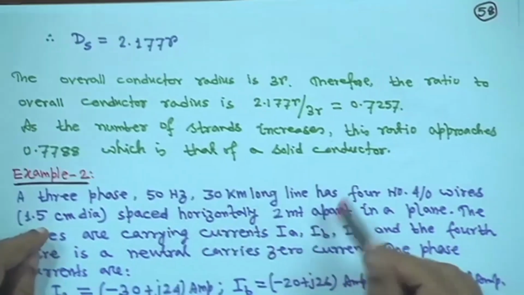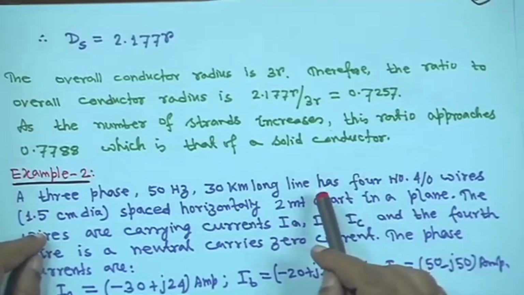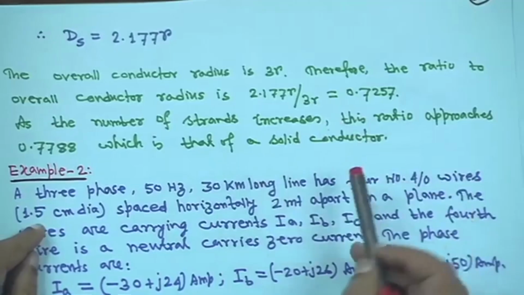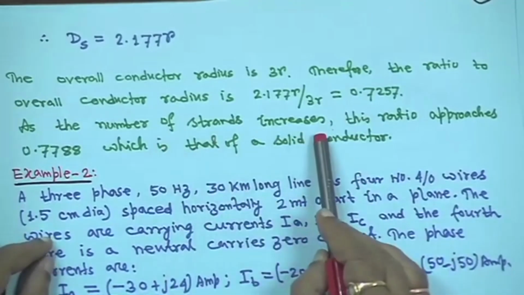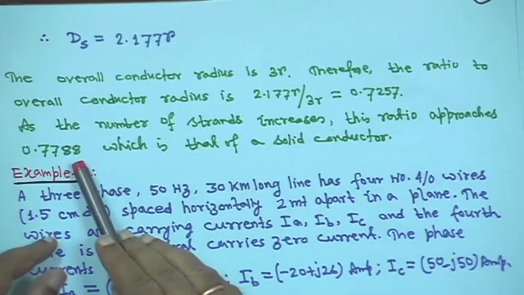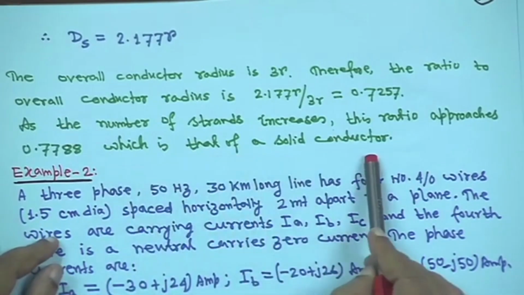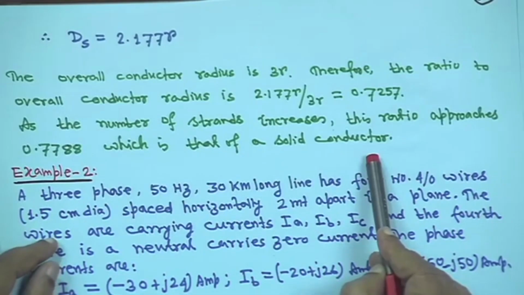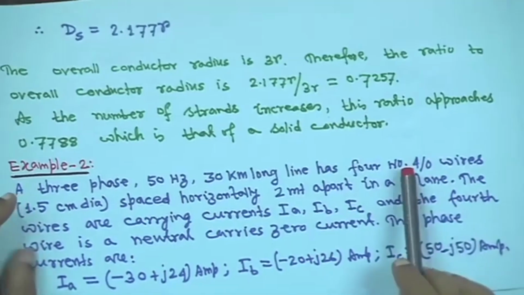I have made one thing, a comment on the result, right. Therefore, as the number of strands increases, this ratio actually approaches 0.7788, right, which is that of a solid conductor. That is the comment, right. So, this is example 1, hope you have understood, right. Next is example 2.